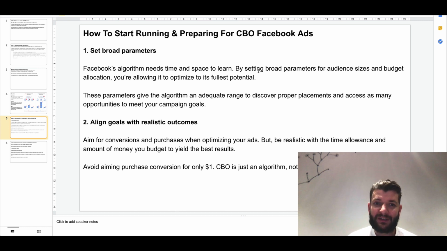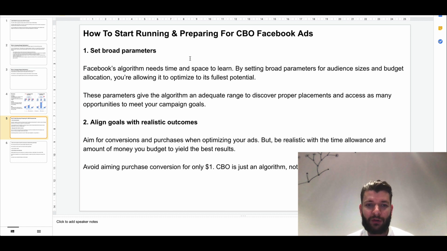So, set broad parameters. Don't overly restrict Facebook. Some people restrict it with placements. We pretty much always use automatic placements, no matter what the product is or what the niche is, unless you're selling something specifically for a specific device or a specific type of people. But most of the time you just want to keep it simplified.